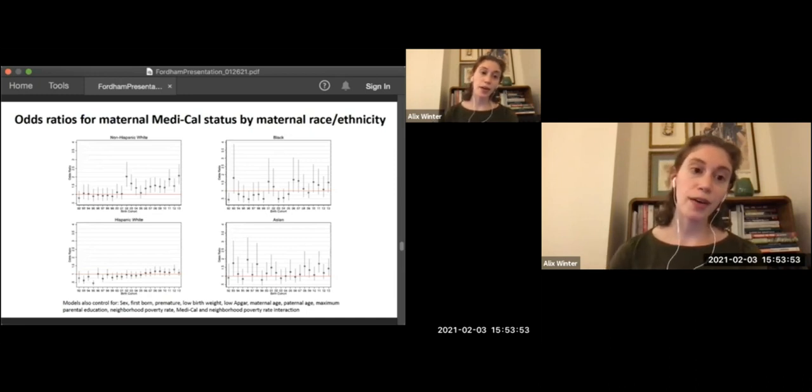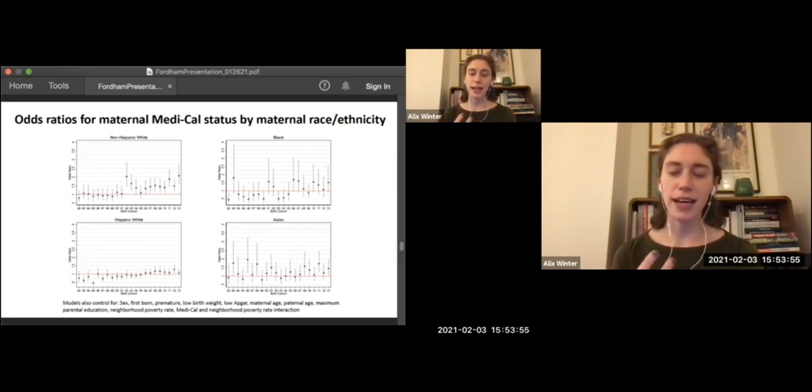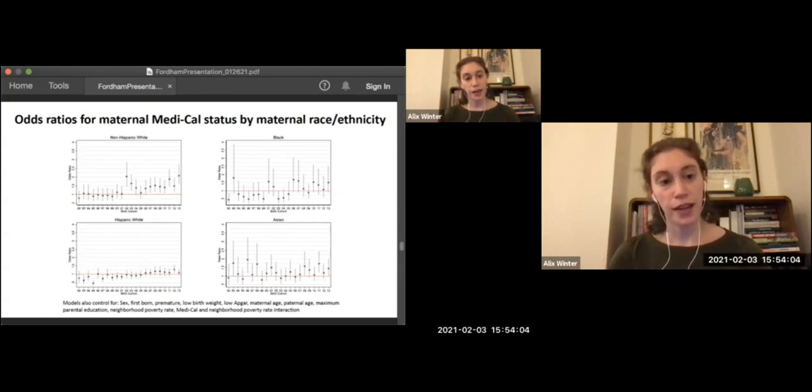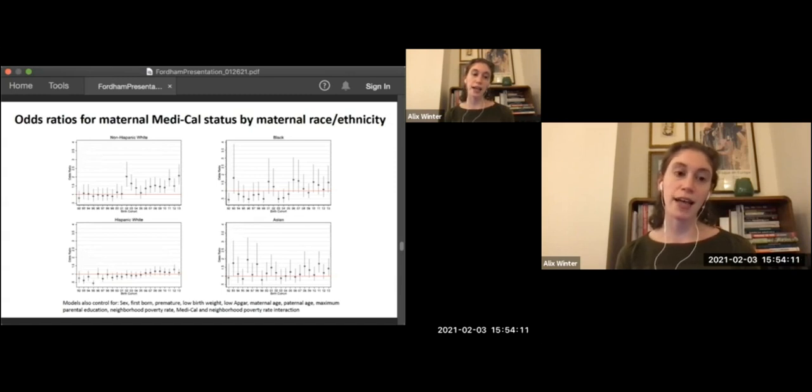Finally, we know that one's own individual characteristics aren't all that matter for one's health or for having the resources to obtain adequate healthcare. The neighborhoods we live in matter too. And we wondered whether these patterns might vary by neighborhood resources, which we measure as the poverty rate of each child's zip code.